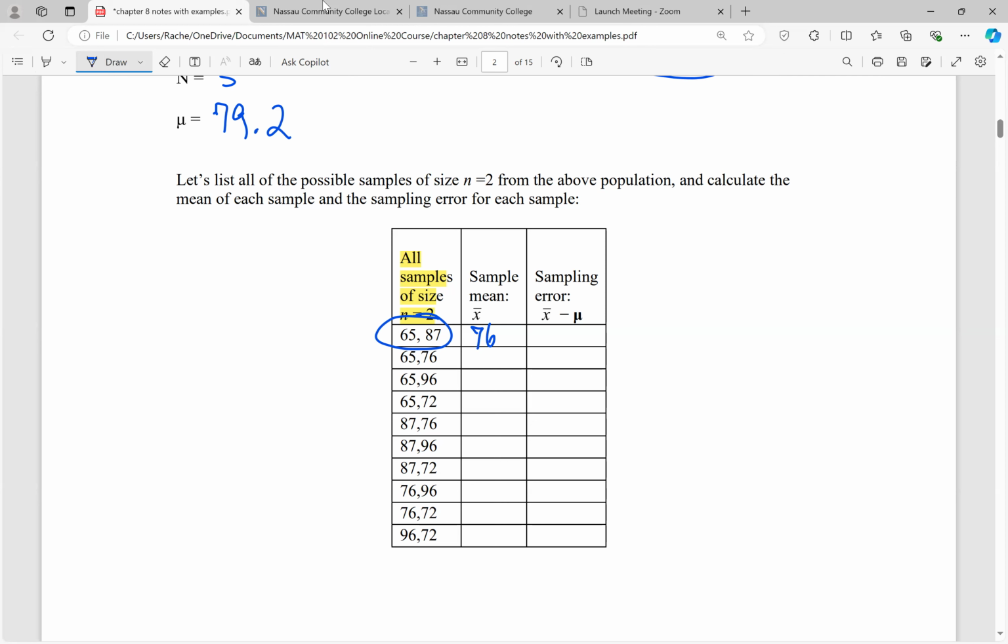So take a moment to pause. And I want you to fill in the rest of the sample mean. So fill in the rest of this column. So get X bar for all the rest of the pairs of size 2. And I'm going to fill them in as well. So I filled in the remaining sample means. You could go ahead and check your answers just to make sure that you got them all correct.